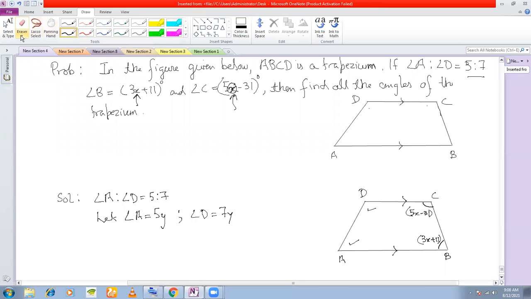So let's label it here. Sir, we can put z also. Yes. Anything that is not x, you can take. So angle A here is 5y and this angle here is 7y.